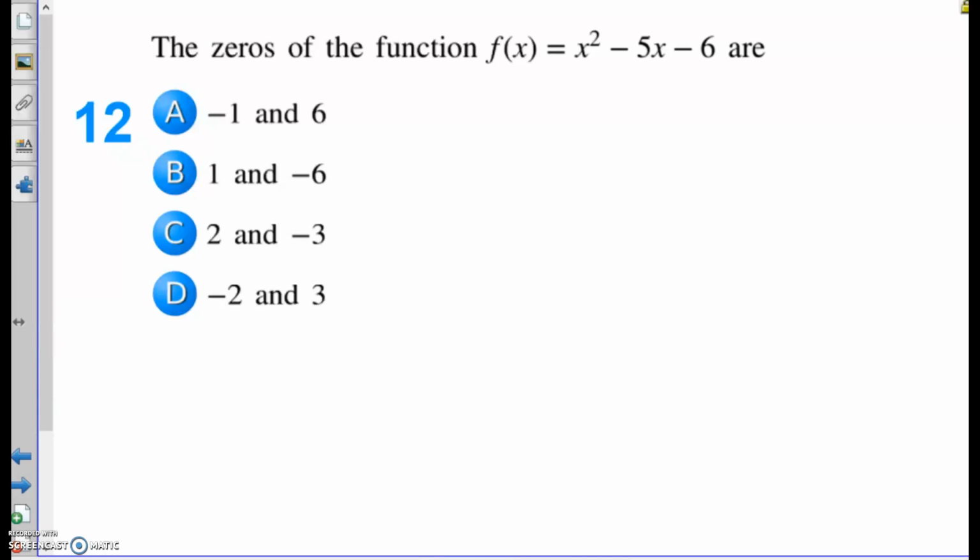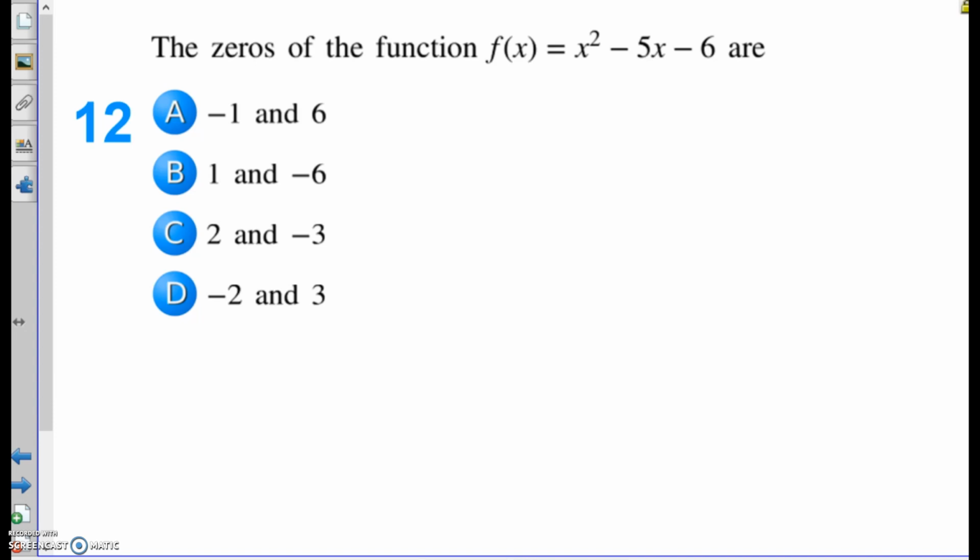Algebra 1 Common Core. This is the June 2016 Algebra 1 Regents exam, starting at number 12. The previous videos covered 1 through 5, and then 6 through 11. So here we're going to pick up on number 12. The zeros of the function x squared minus 5x minus 6 are what?